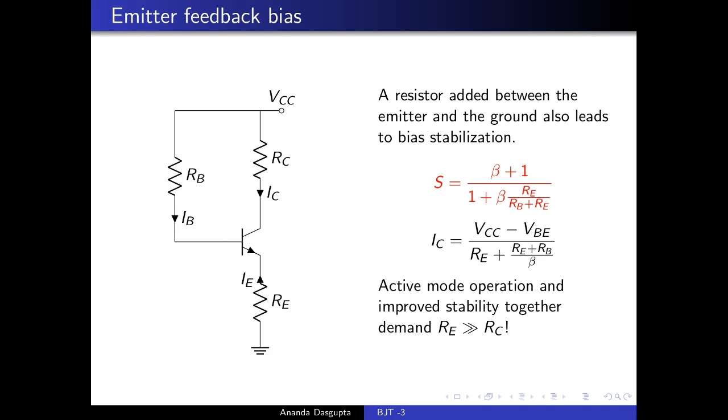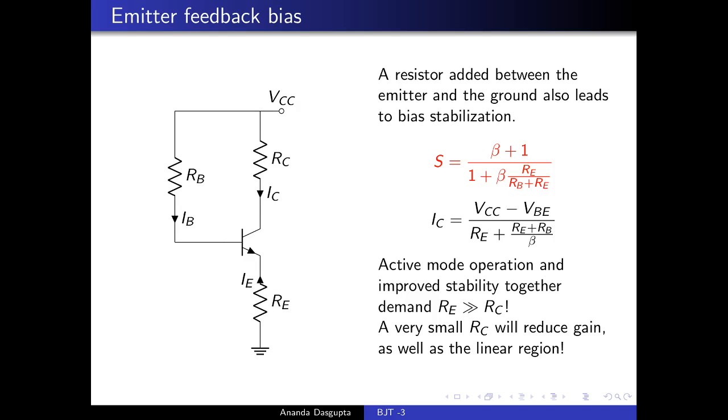And as it will turn out, as we will see in a later video, the voltage gain of this circuit is almost proportional to the voltage drop across RC. So if the voltage drop across RC is small, the voltage gain of this circuit is very small. So this is a problem. A very small RC will reduce both the gain as well as the linear region.